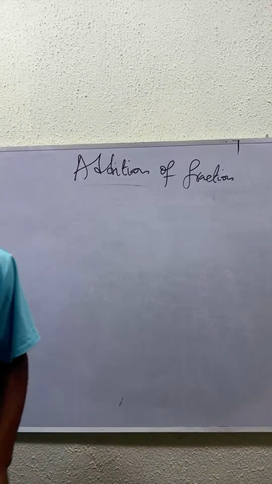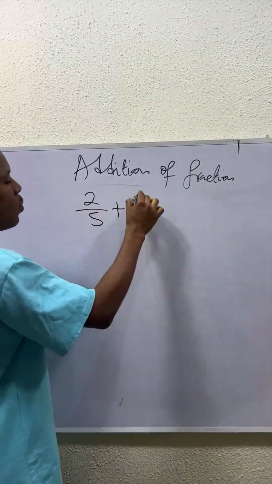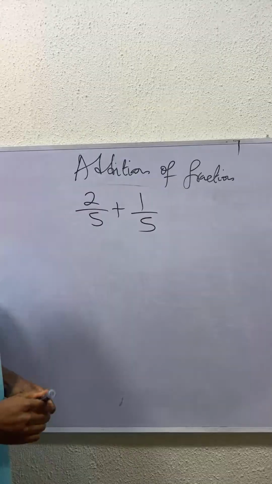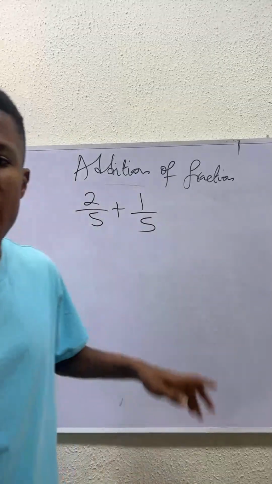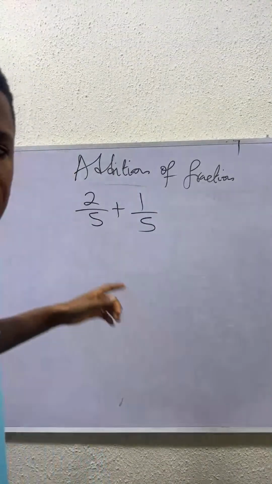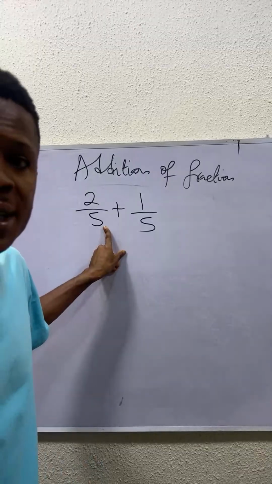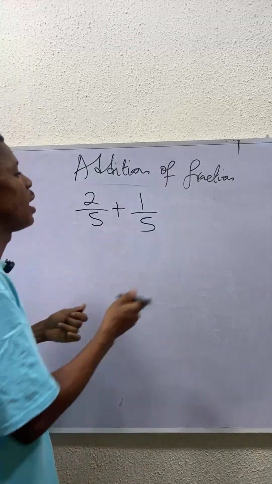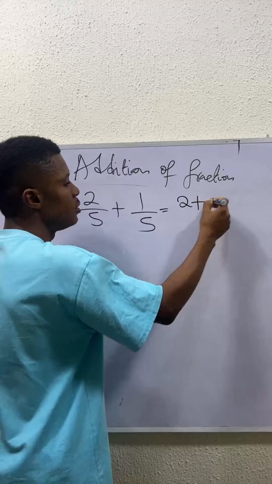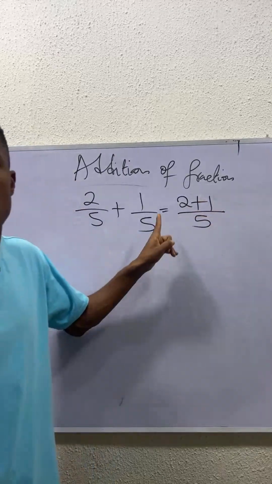For instance, if I have 2 over 5 plus 1 over 5, this is the simplest math on earth. Observe first that the denominators are the same. So all you have to do is add the numerators. So what is 2 plus 1?